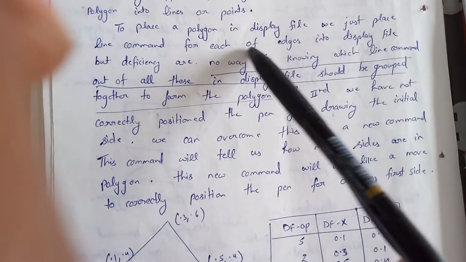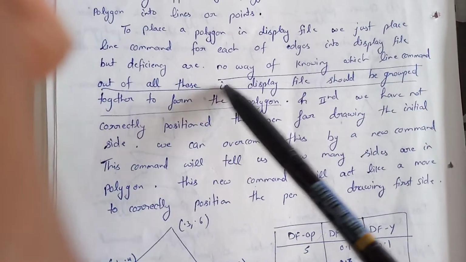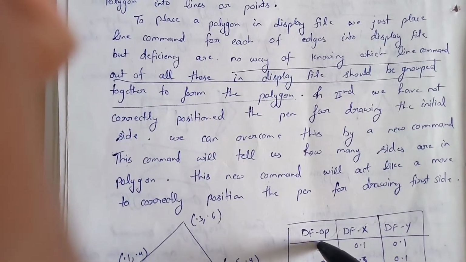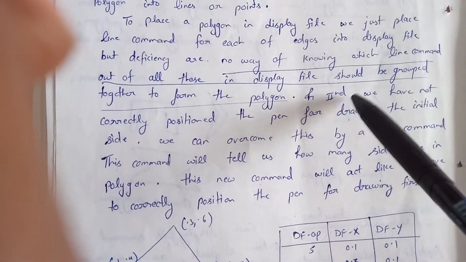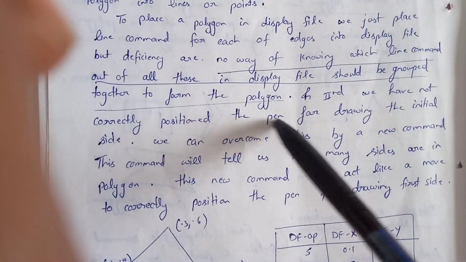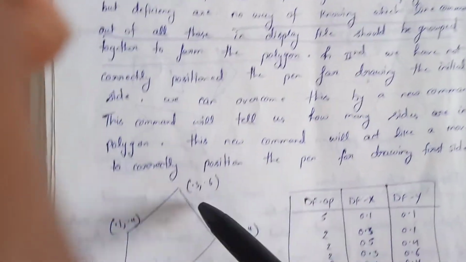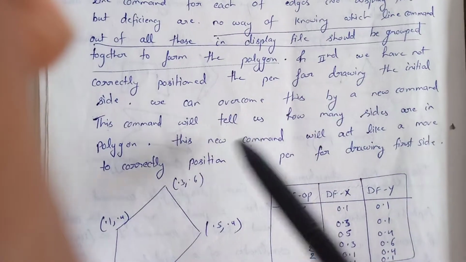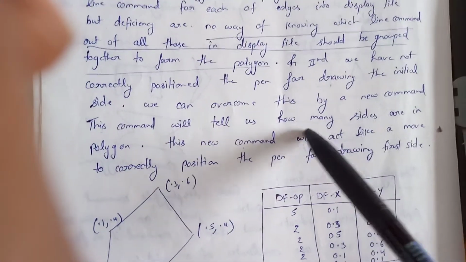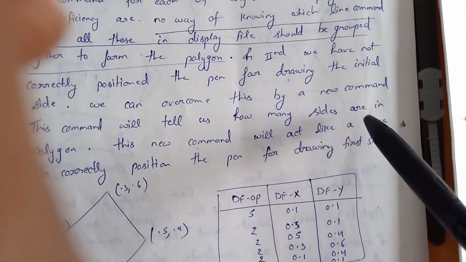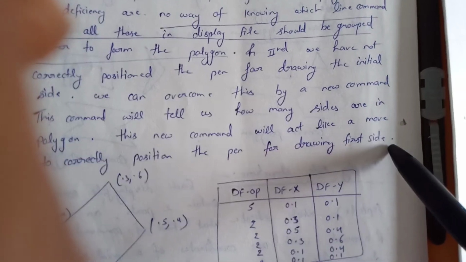But the problem associated with the display file is that there is no way of knowing which line segments out of all these line segments in the display file should be grouped together to form the polygon. And the second problem associated with this file is that we have not correctly positioned the pen for drawing the initial side, meaning from where we are going to start. This problem can be overcome by adding a new command, and this command will tell us how many sides are in the polygon and act as a move to correctly position the pen for drawing the first side.